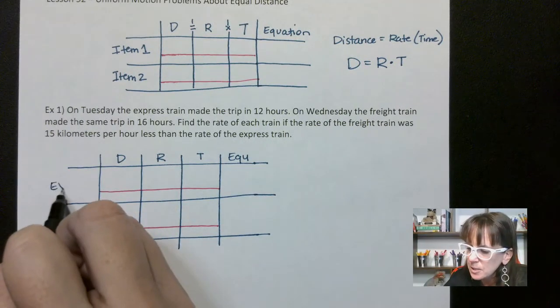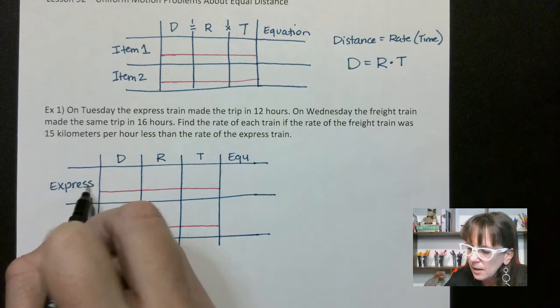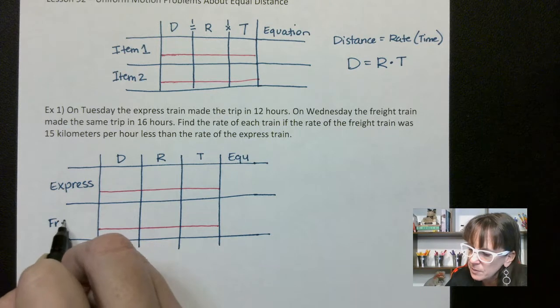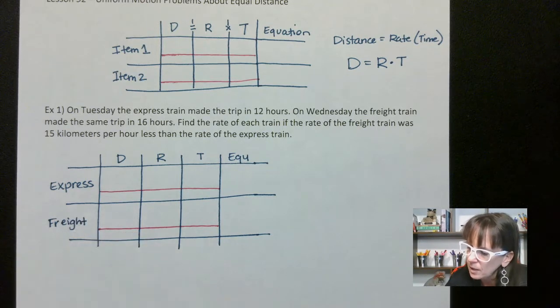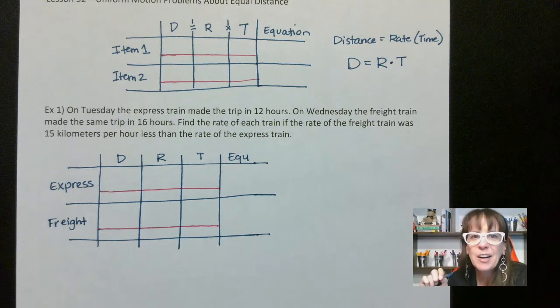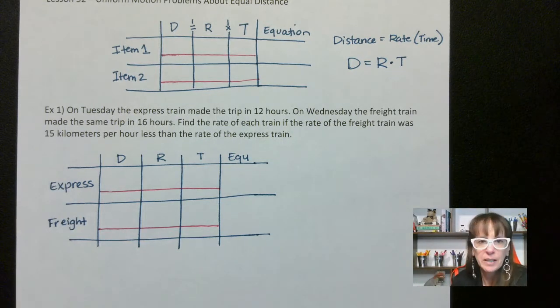So this is going to be the express train, right? And this is going to be the freight train. I don't even know how to spell freight. Did I do that right? There we go. So the freight train. Okay, yes, I did. All right, let's go through item by item and see what we can come up with.